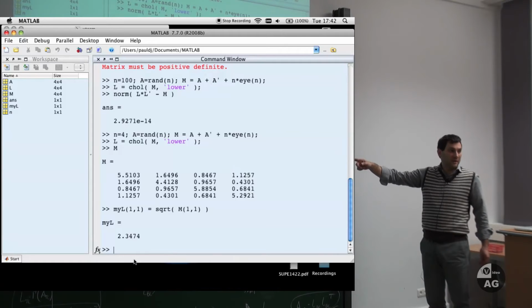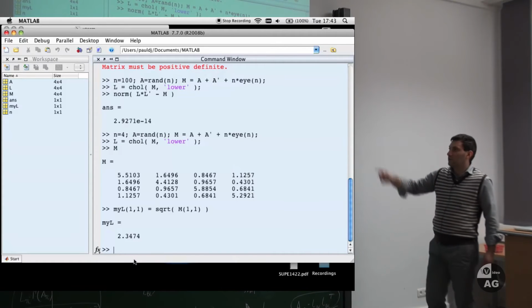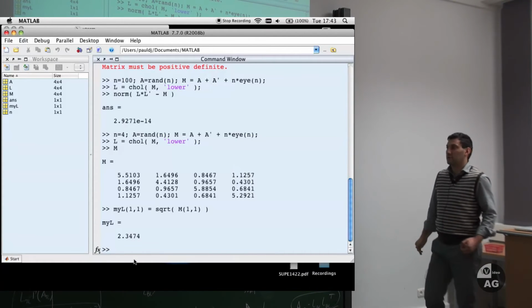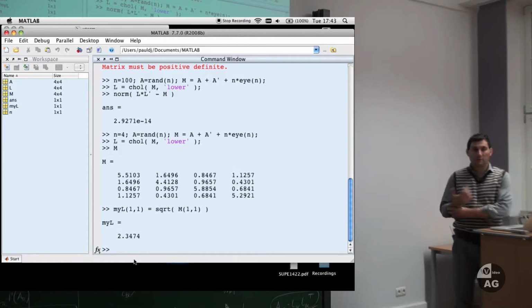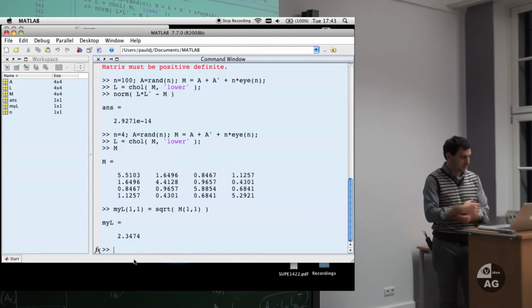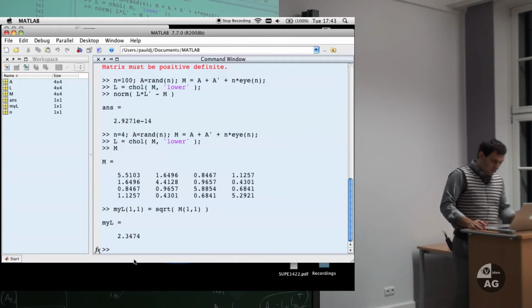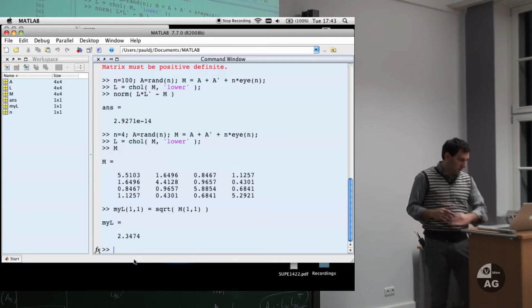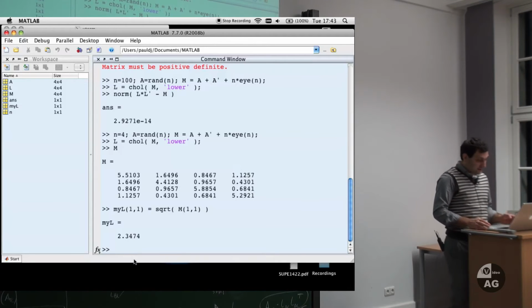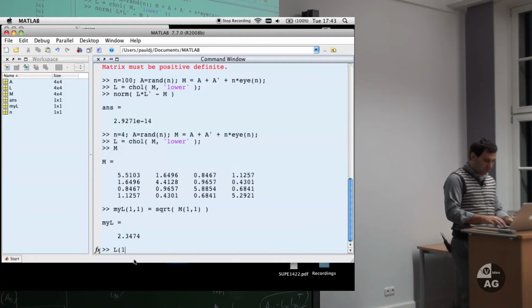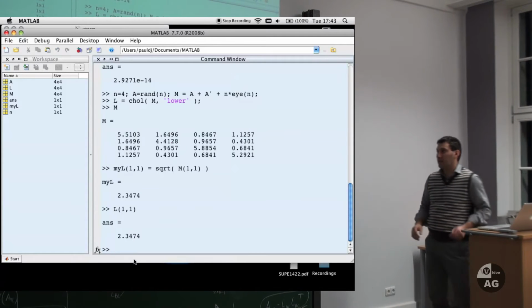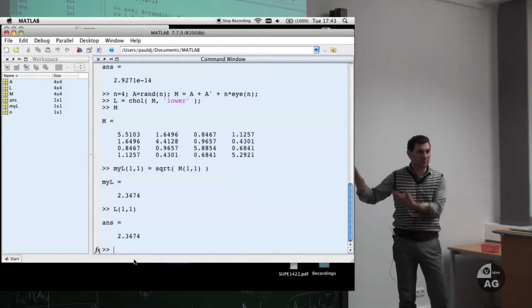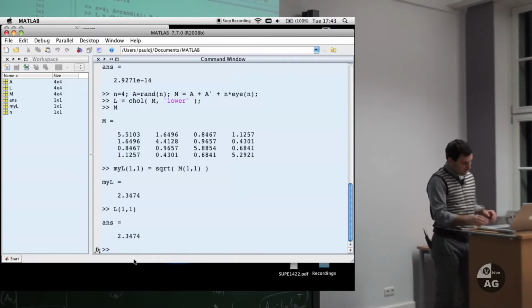Can I already check whether this is right or wrong? Is it possible? Do I have a reference? Yeah, we can check if this square root is equal to the top left element in M. Yeah, this is probably true, but let's see if MATLAB computed the same quantity. We have MATLAB's answer, so far so good. We didn't do anything stupid. Okay.